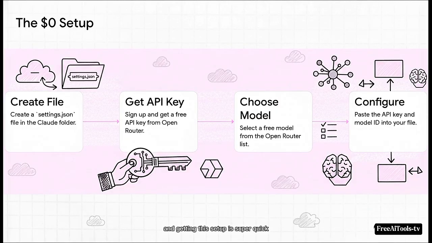And getting this set up is super quick. All you do is create a little file called settings.json. Don't worry, it's just a simple text file that gives Claude its instructions. Then you hop over to the Open Router website, get your free API key, pick a free model, and just paste them into that file. Boom, that's it. You've just unlocked free, powerful AI.